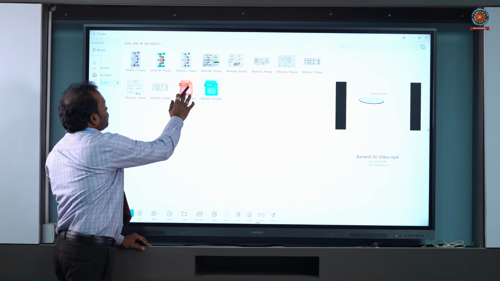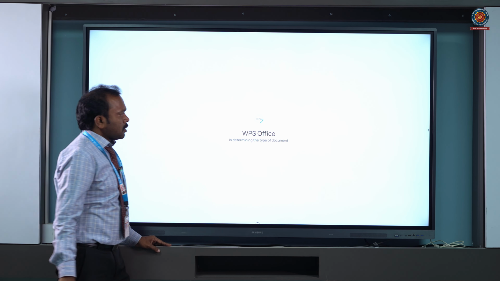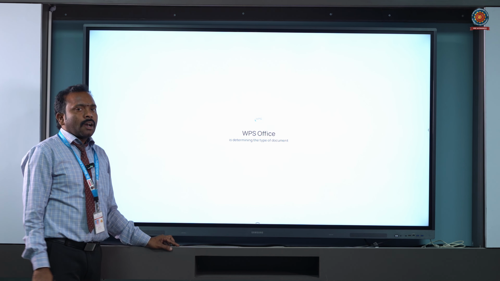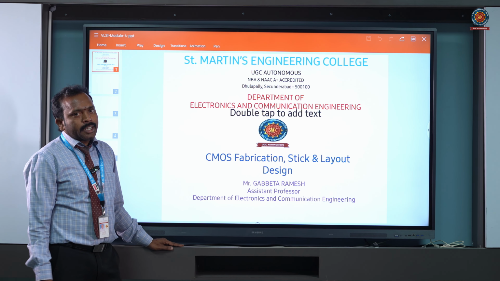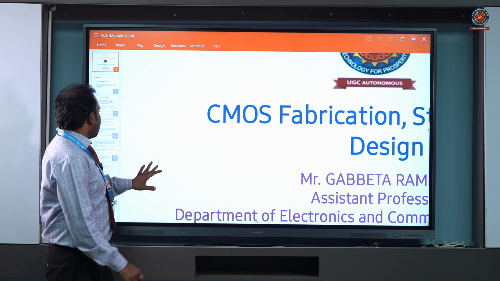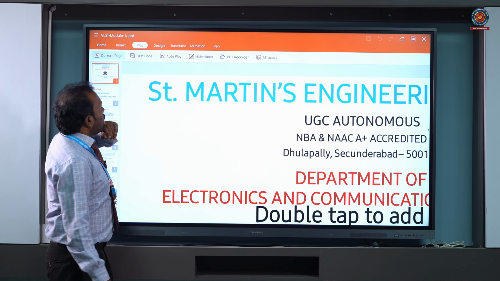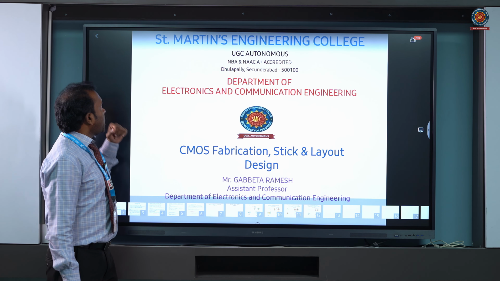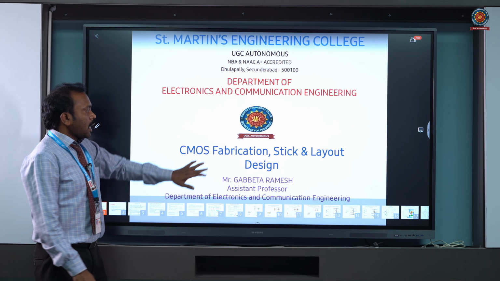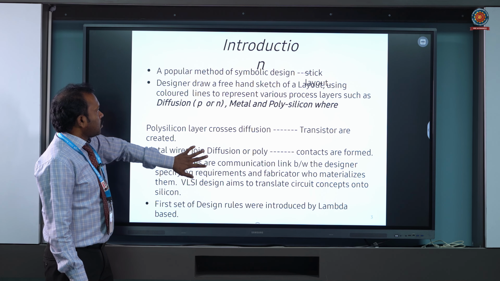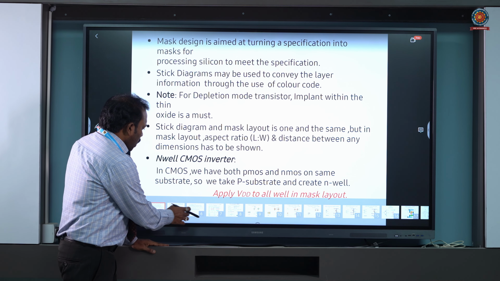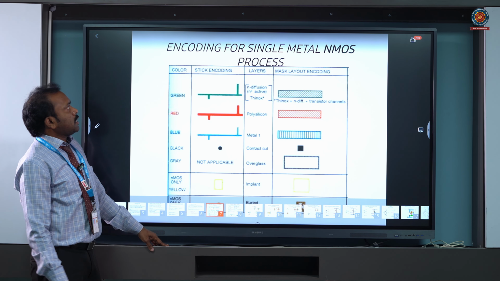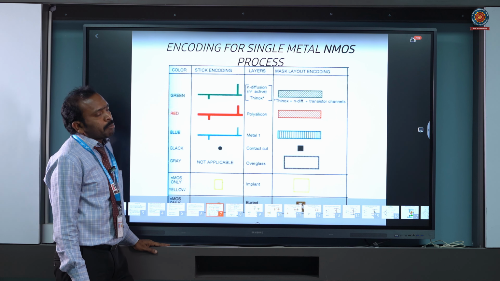Here in the NMOS transistor, as we know, source and drain are there along with the gate terminal. Now let us see how they are represented and what we use to represent this NMOS as well as PMOS, that is N plus diffusion and P plus diffusion. So now coming to the contact cuts. Now here, see, the encoding for a single metal NMOS process.